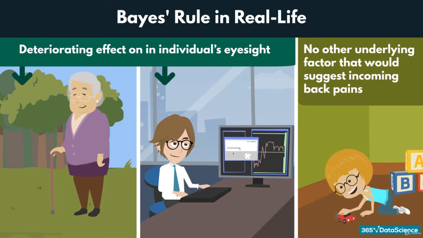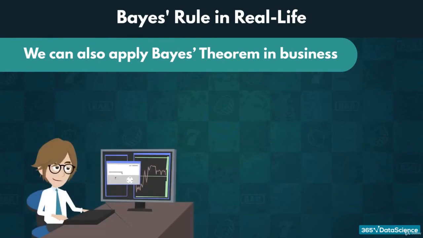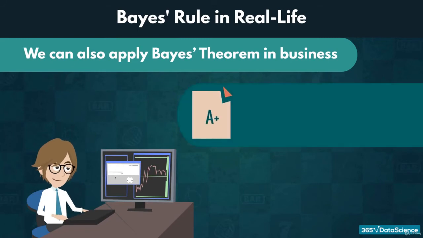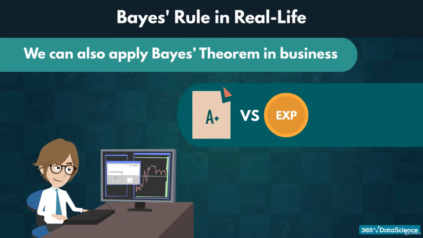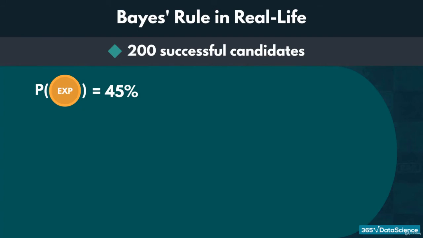All right. Similarly, we can also apply Bayes' theorem in business. Let's explore this fictional scenario. Your boss wants you to do research about what companies are looking for in recent college graduates: good academic performance or working experience. You go over the resumes of the last 200 people who matched the requirements and got the job they applied for. Out of those candidates, 45% had the relevant experience. In addition, 60% had good grades.